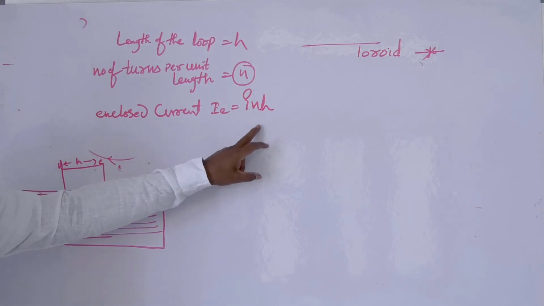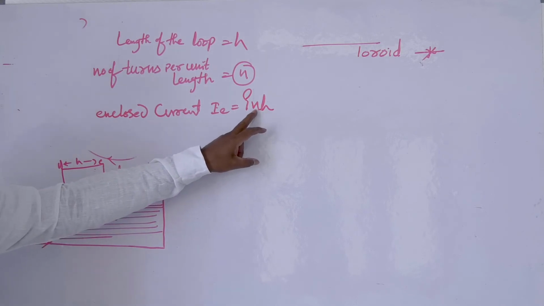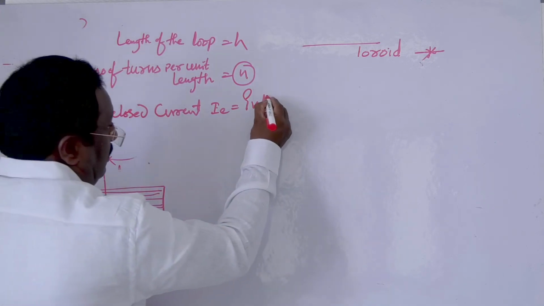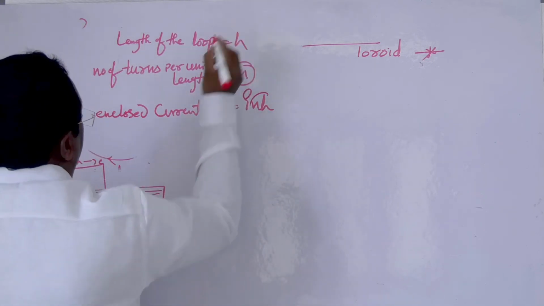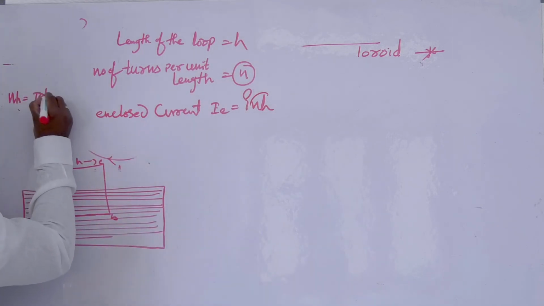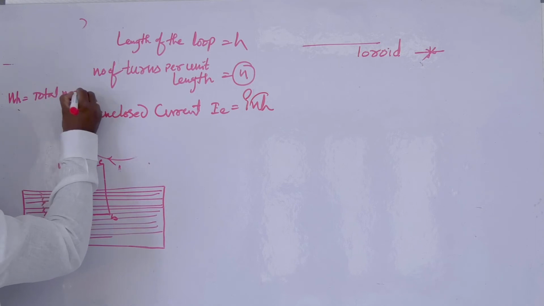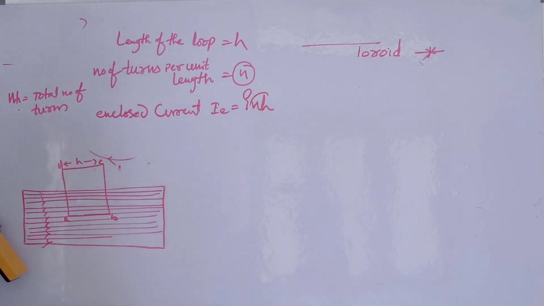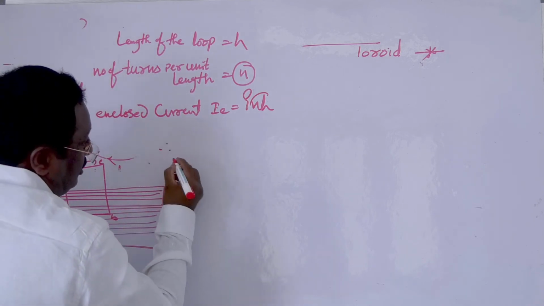What is nh? n is the number of turns per unit length and h is the length, so nh gives the total number of turns in the solenoid. Now we want to apply Ampere's circuital law.